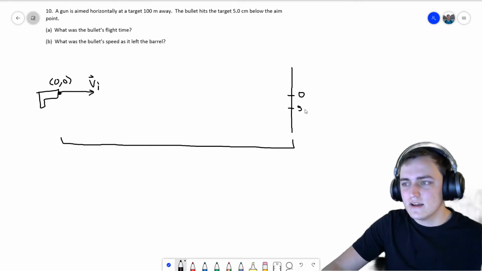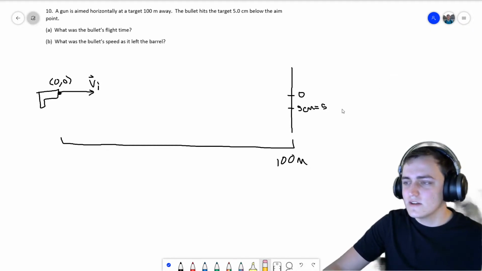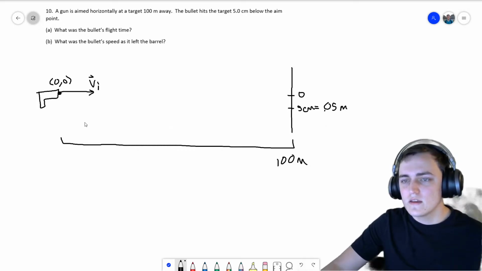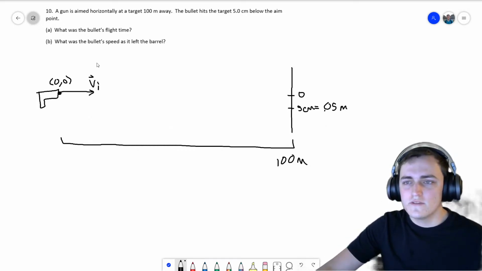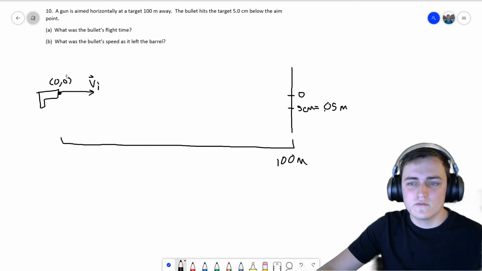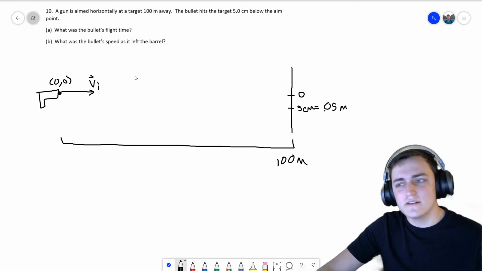We know that it hits 5 centimeters below that. This is 100 meters. And so we want to get rid of that centimeters, right? So how do we convert 5 into meters? Well, we divide by 100, 0.05 meters.